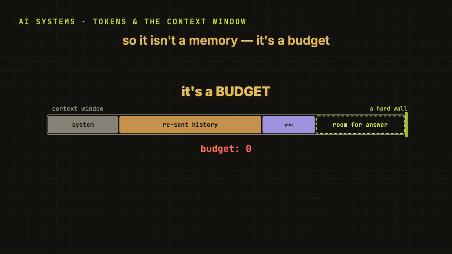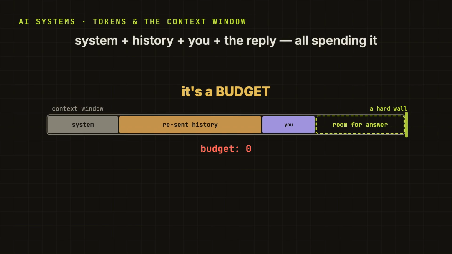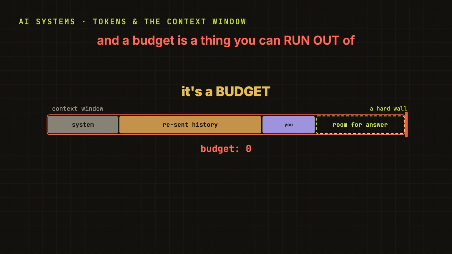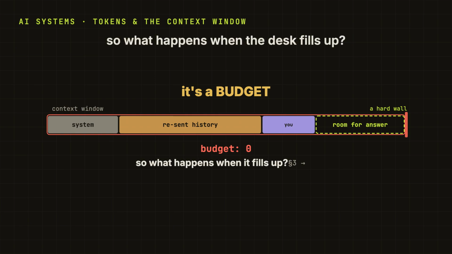So now you can see it properly. That context window isn't a memory, it's a budget, a fixed number of tokens, and the system prompt, plus the whole carried-over history, plus your new message, plus the room for the reply, they are all spending the one budget. And a budget, by definition, is the thing you can run out of. So the real question becomes, what happens when the desk fills up? Because that's the thing that really explains it.